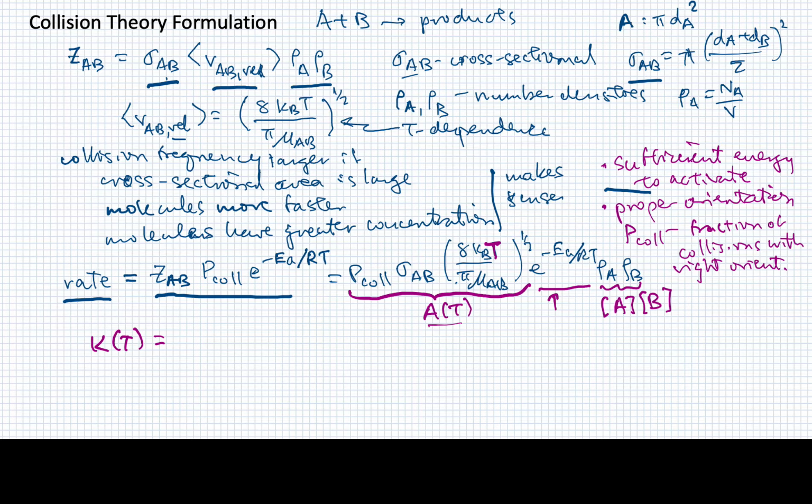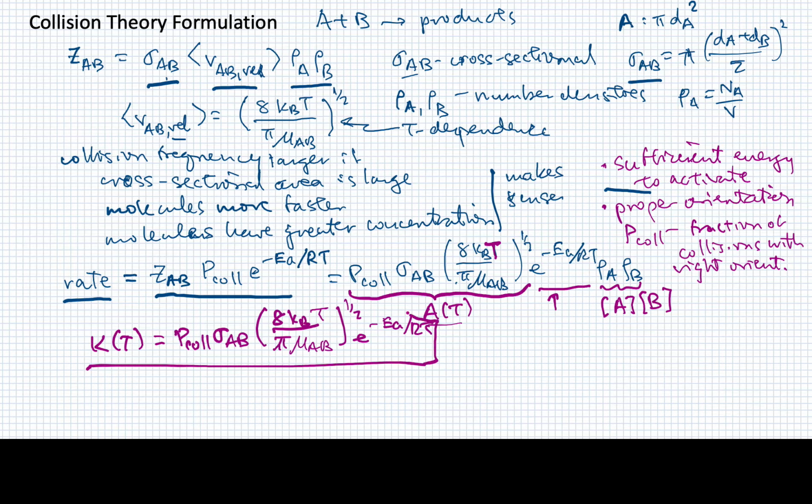So we're going to have, again, this factor that accounts for the fraction of collisions that are reactive, the cross-section of the molecules, their average relative velocity, and the Arrhenius factor. All right, so this is how we can now define our rate constant as a function of temperature.